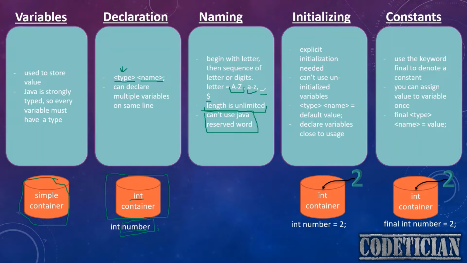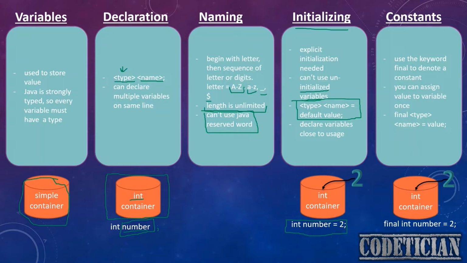Now, the fourth important point is about initialization. You cannot use uninitialized variables. So you have to initialize variables with a default value. And how are you going to initialize those variables? It's the same thing: type, name, and then equal to the default value. Like I have here specified my variable int number equal to 2.